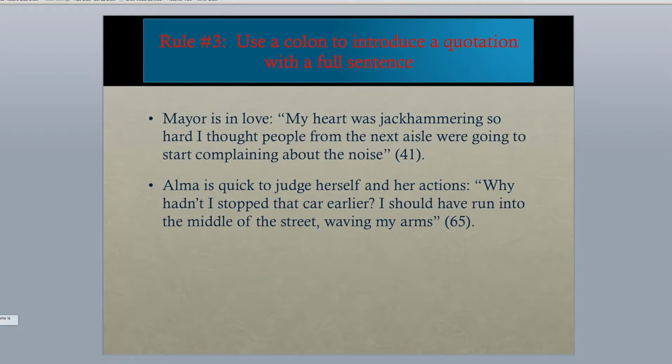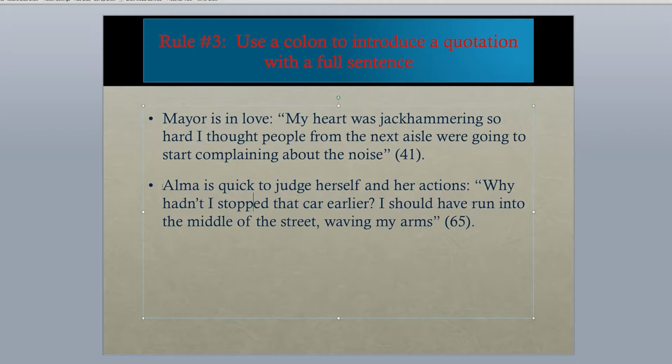All right, rule 3: use a colon to introduce a quotation with a full sentence, okay? So if what appears before the quotation is a full sentence, like "Mayor is in love," we could actually put a period behind that sentence. In this case, I want to keep all this stuff together because what I'm about to show in the evidence actually proves that point, right? Mayor is in love, colon. "My heart was jackhammering so hard I thought people from the next aisle were going to start complaining about the noise." Again, notice here there's no end punctuation. I've kept the page number within that end punctuation so it's all super clear.